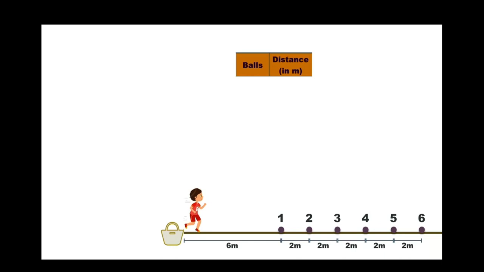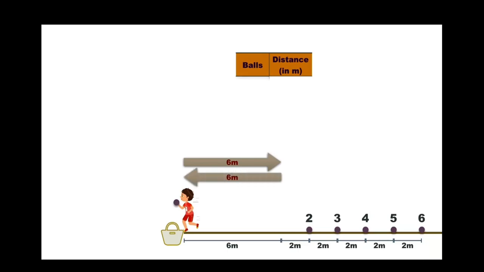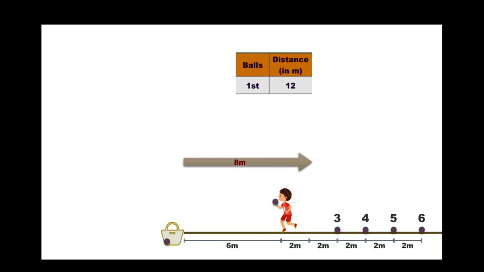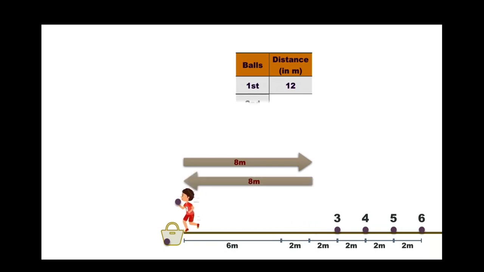For the first ball, he goes 6 meter, receives the ball and returns back 6 meter to the starting point. So for collecting the first ball, he has covered a distance of 12 meter. Similarly, he goes for the second ball. This time he has to run 6 plus 2, 8 meter, and return to the starting point again 8 meter. So for the second ball, he has to run 16 meters.